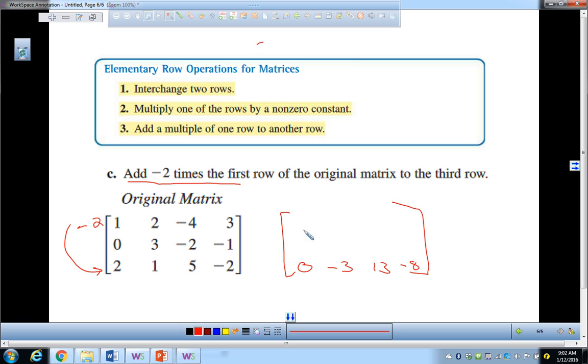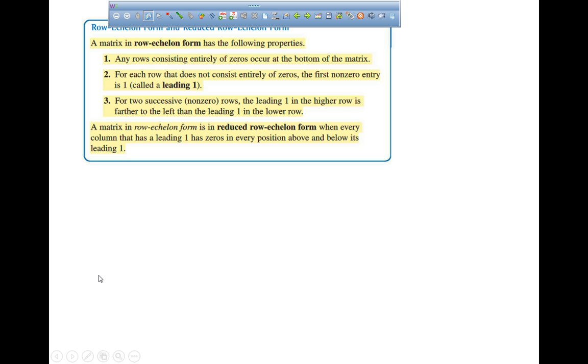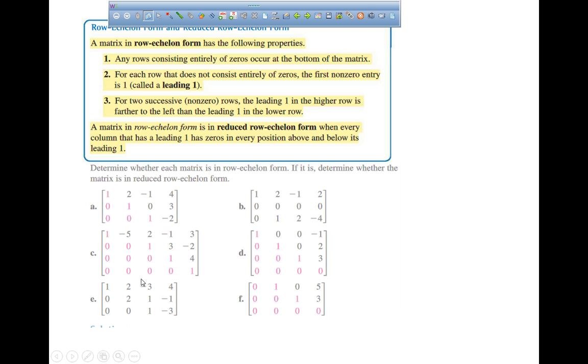I'm not going to worry about the other two rows for right now. So that's just showing you how you would do one type of operation, right? Can you do that? Piece of cake? All right. So now they talk about this next thing called row echelon form, okay?